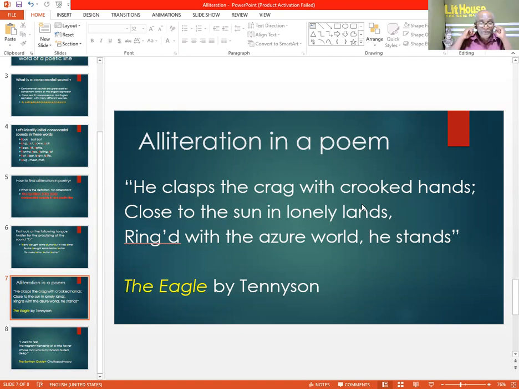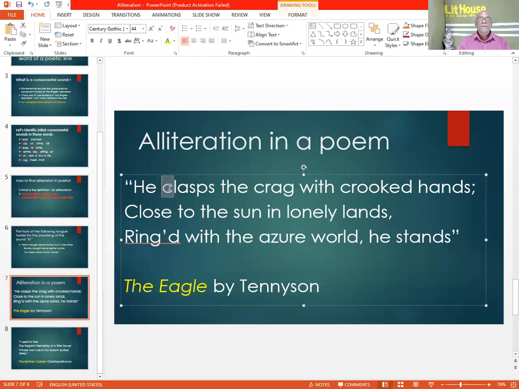Now, if you listen to the sounds of these letters, you may identify one distinctive sound continuously used, repeatedly used. What is that sound? Clasp, this letter C, K sound. Crag, this letter C, K sound. Crooked, this letter C, K sound.